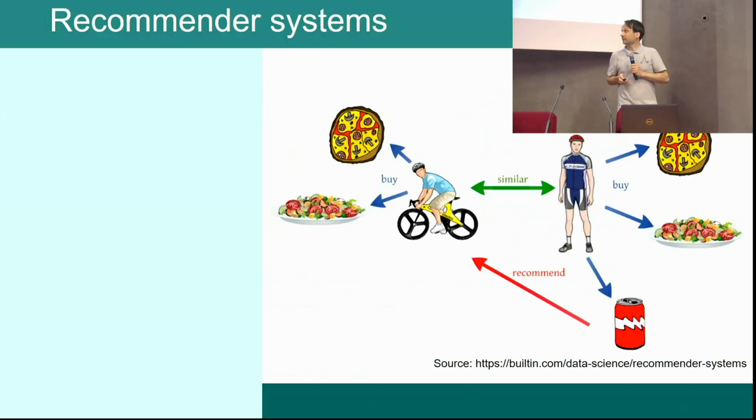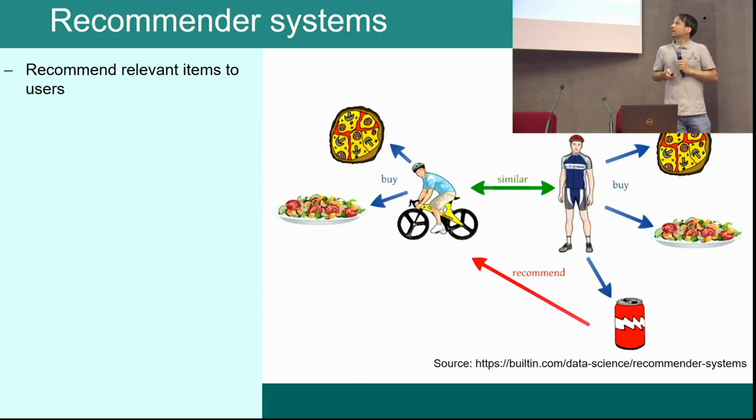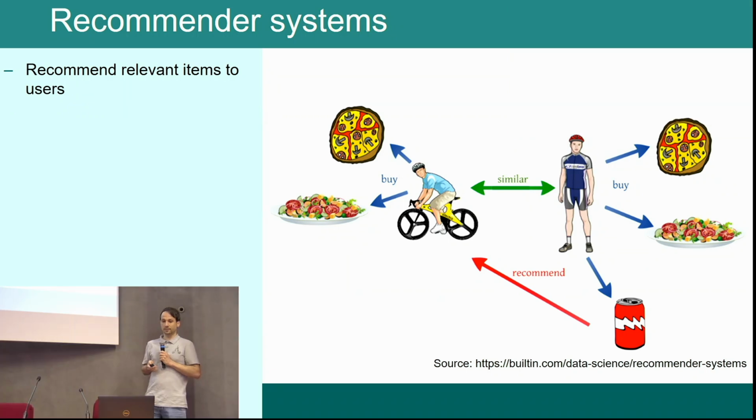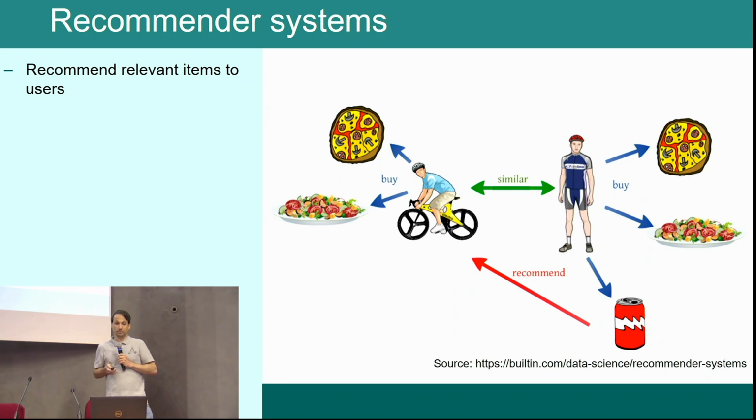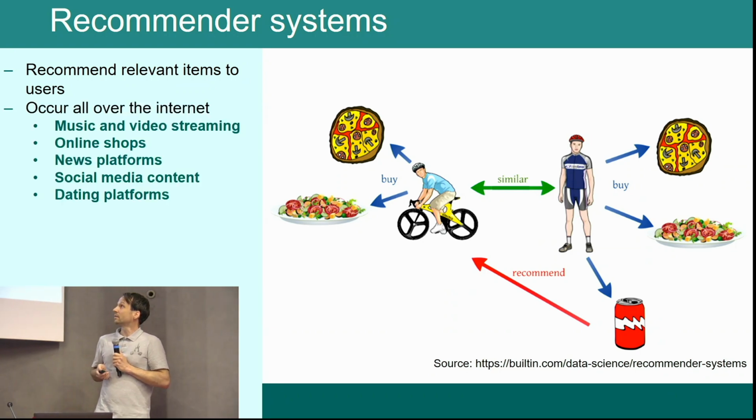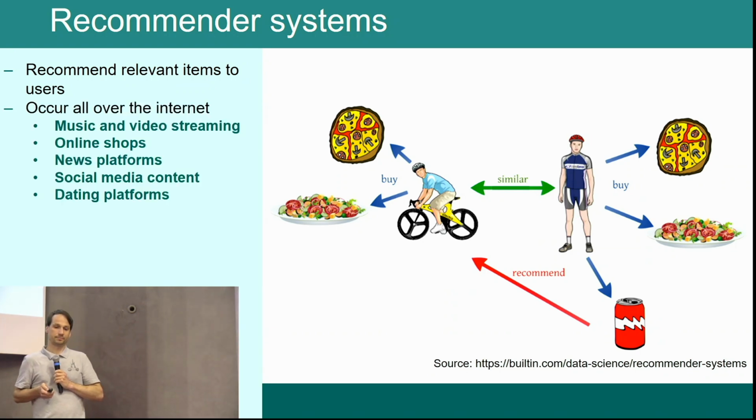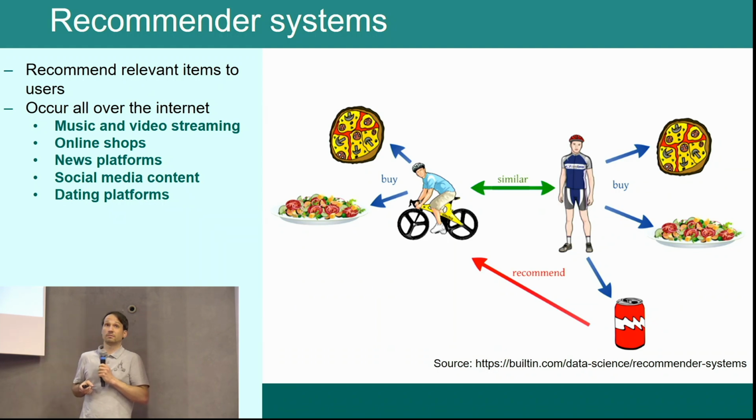Okay, now I got it. So recommender systems, you might or might not have heard of them, but you certainly have encountered them because they are all over the internet. They are usually used to recommend items to users. You can have them in streaming platforms. They recommend the next song based on what you have heard before. They recommend products in online shops, news articles on news platforms, and even dating partners on dating platforms.